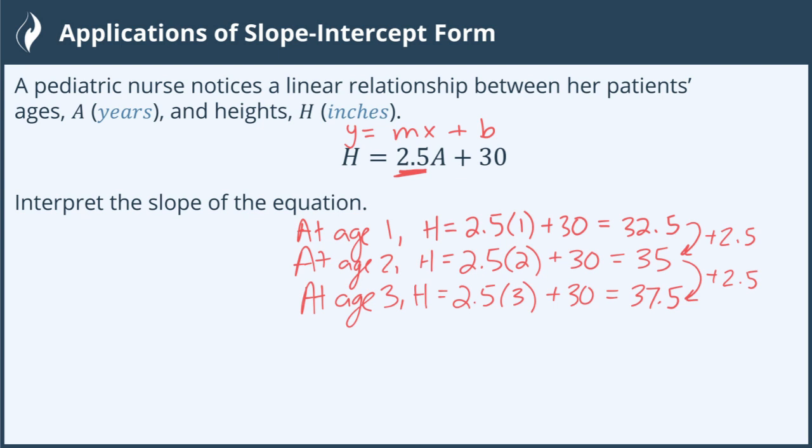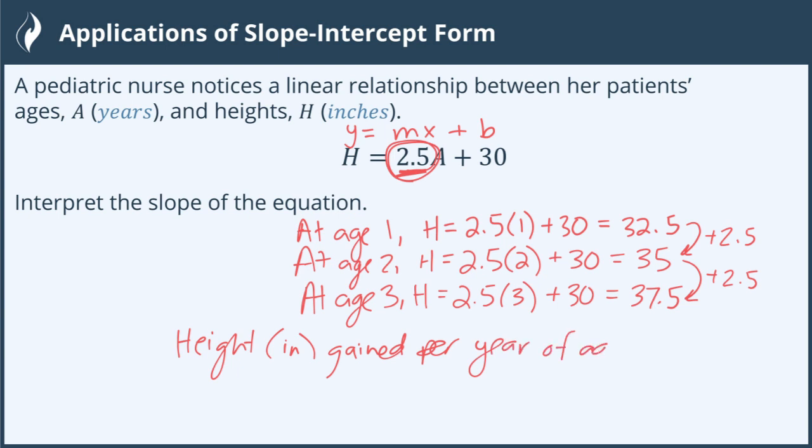The reason why is, notice what our slope is. It's 2.5. So we can say our slope represents the amount of height in inches gained per year of age. So as the child grows and gains a year of age, they will on average gain 2.5 inches of height as well.